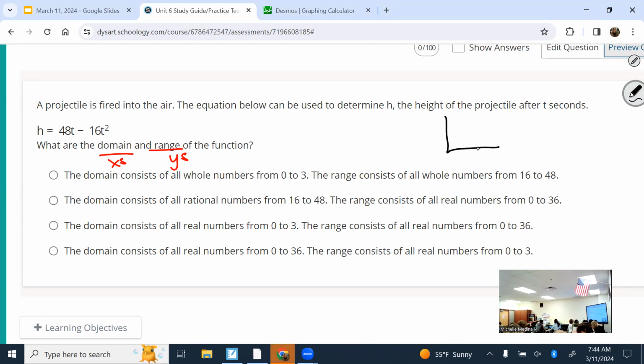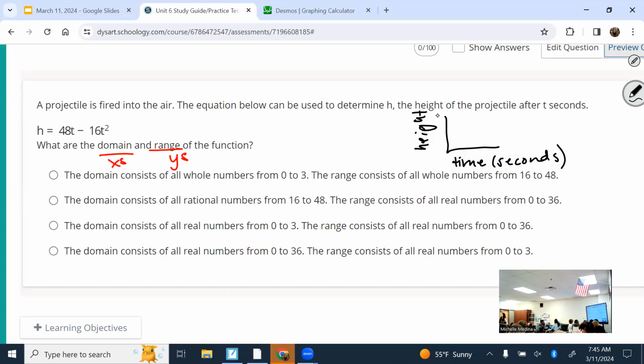But what would have to go on the x-axis? Height or time? Time in seconds. Which means my y-axis is representing height. And it didn't give me a dimension for height, like feet or meters, but just know something along those lines is what your height is going to be. And the reason why that's important is because you have to ask yourself, for my domain, what's a reasonable amount of time?